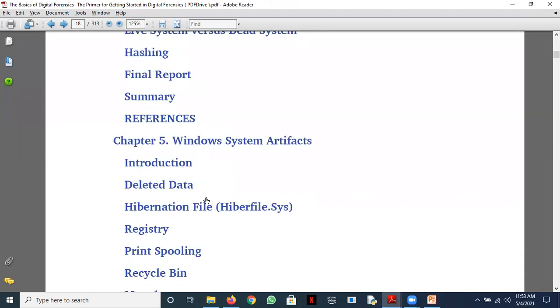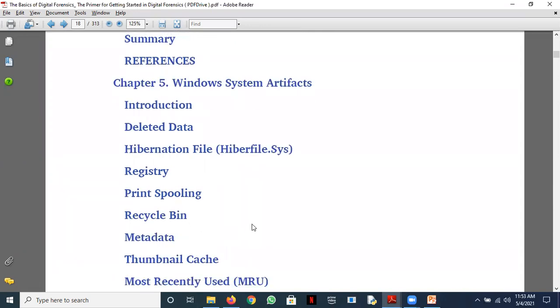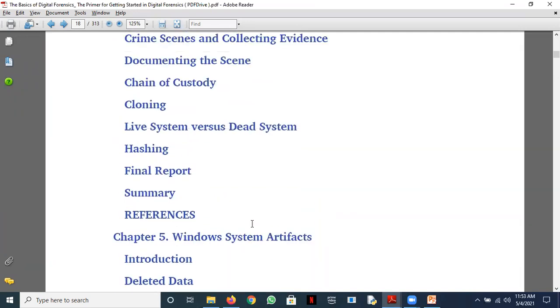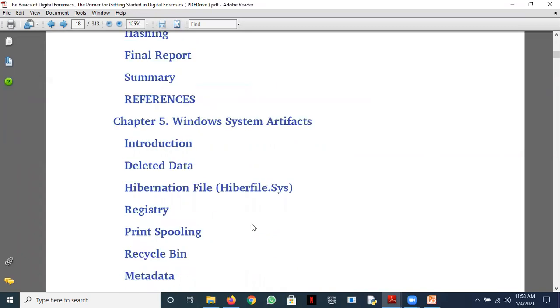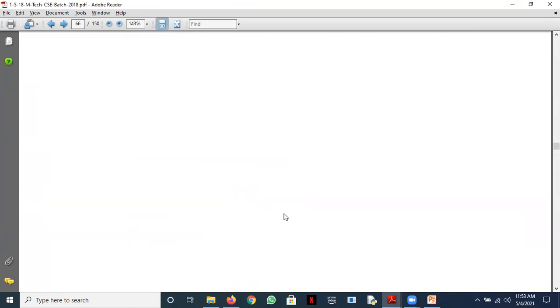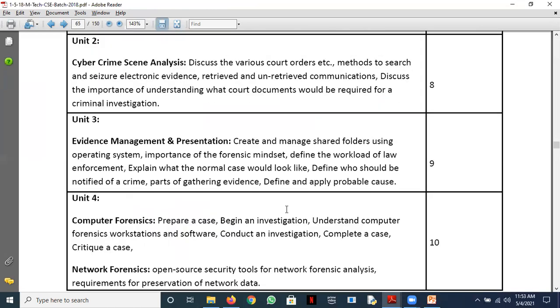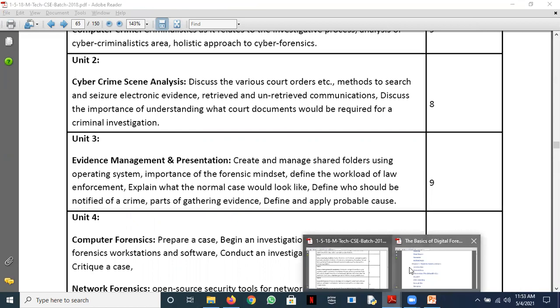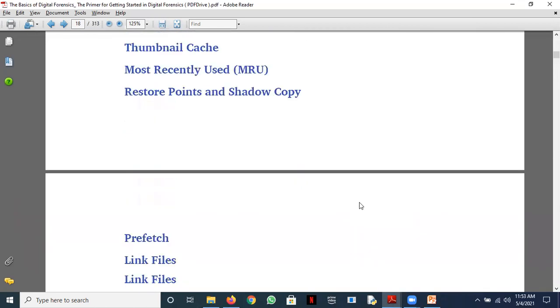And then how to pick up the deleted data, and how to study the registry. How to manage the recycle bin. All these terms we'll study in our next discussion, that is next Tuesday. That is chapter 4 and chapter 5, which would be your units 2 and 3, right? Chapter 4 and chapter 5 are units 2 and 3. I think if I can correlate it well, it should be crime scene and evidence management and presentation. It should be units 2 and 3. Not exactly, because there could be more chapters.